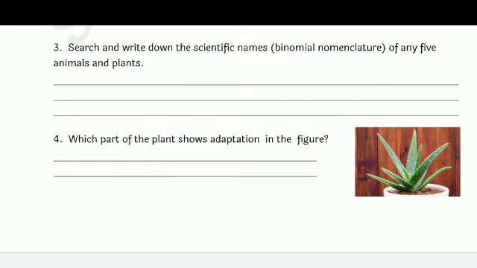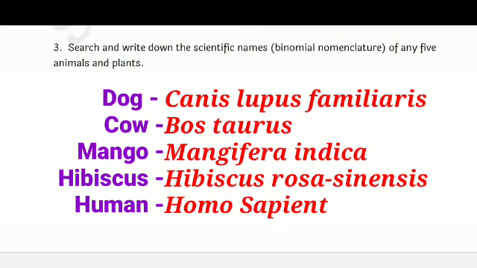Next, question 3. Search and write down the scientific name, binomial nomenclature, of any 5 animals or plants. Dog, Canis lupus familiaris. Cow, Bos taurus. Mango, Mangifera indica. Hibiscus rosa-sinensis. Human, Homo sapiens. These are scientific names or binomial nomenclature of animals and plants.